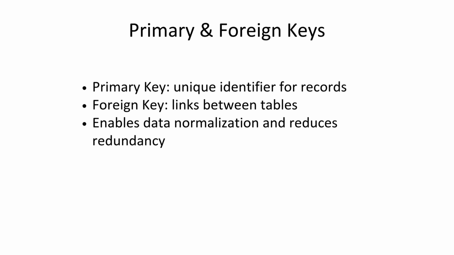Primary and foreign keys. In relational databases, a primary key uniquely identifies each record in a table. A foreign key is a reference to a primary key in another table. Example: a customer ID in the orders table might refer to the ID in the customers table. Keys help link tables together, maintain consistency, and support data normalization by reducing duplication.